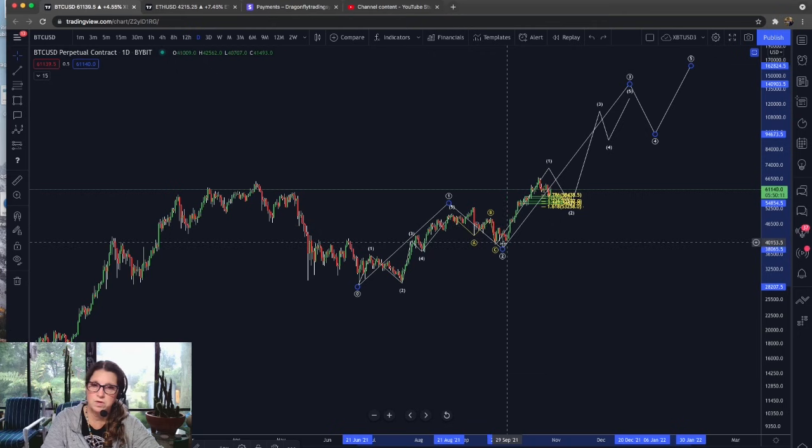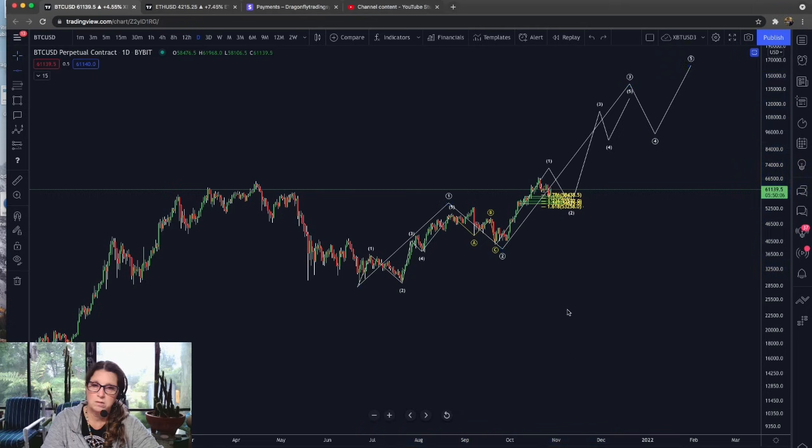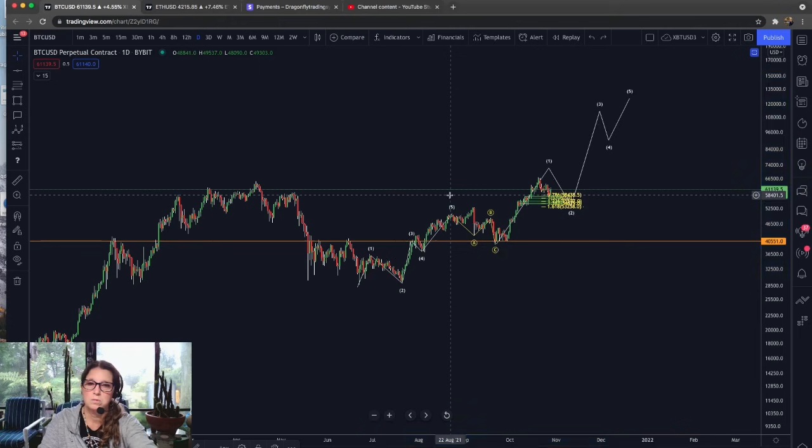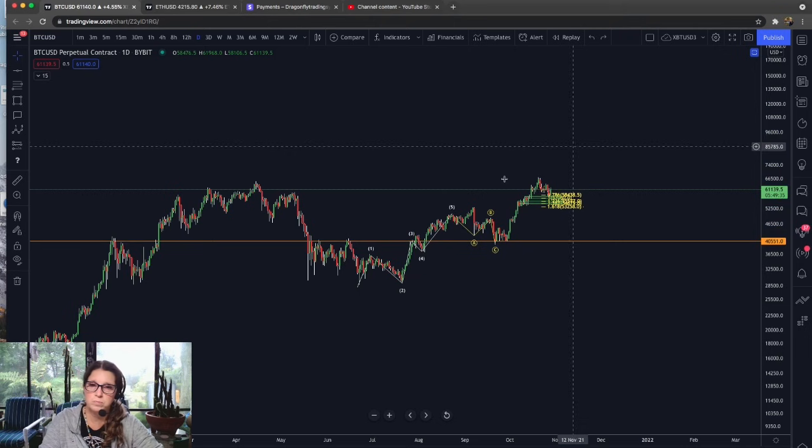Invalidation for this being a 1-2, 1-2 is breaking this low. But as soon as we start cracking into this one, if it happens, it's going to be more and more less likely that that is the count. Okay? But we would still have the other 5 wave on the table. Because there's 2 bull scenarios, we would still have this one.